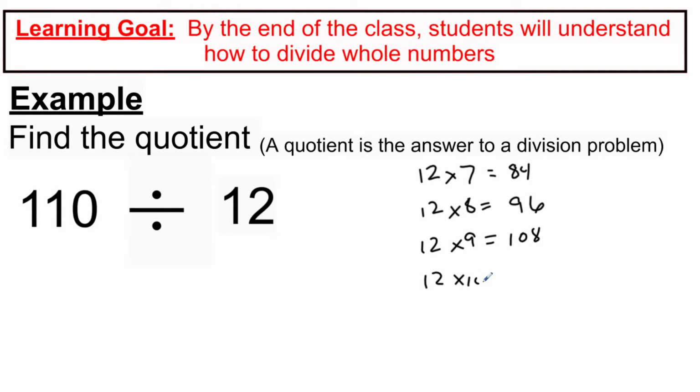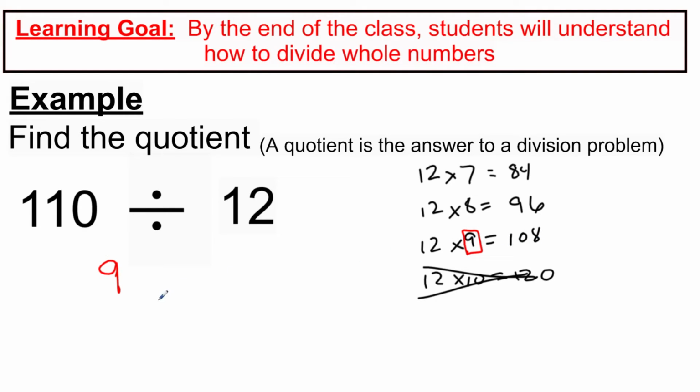12 times 10 is 120. This is too much, right? 120 is over 110. 108 is still below. So I'm going to say in this case, too bad, this one doesn't work. I can at least give everybody 9 items, right? So I can say there's 12 groups that I'm trying to split up this 110 in. Everybody gets at least 9. So 9 whole items out of the 110, and that gets me to 108, right?